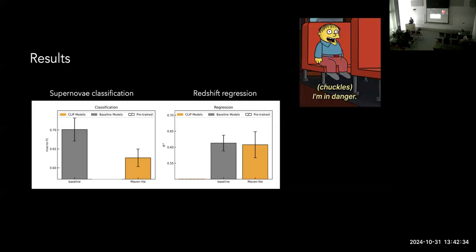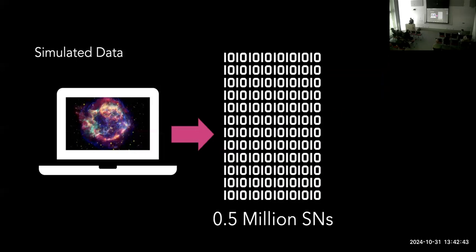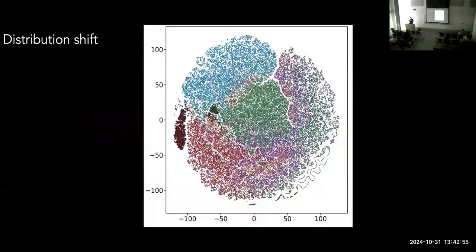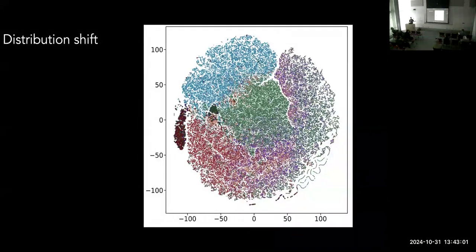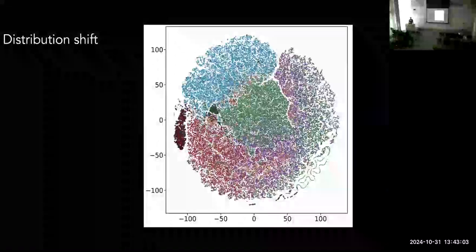So what we did was use simulations. In that case, we have simulated data. We produced roughly 500,000 supernovae, and just let the computer completely grind away on that data and see what happens. And you ask yourself, well, this is not real data. Does it look good enough? Is there distribution shift? What simulations are these?